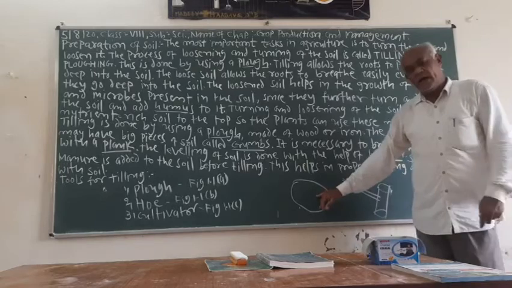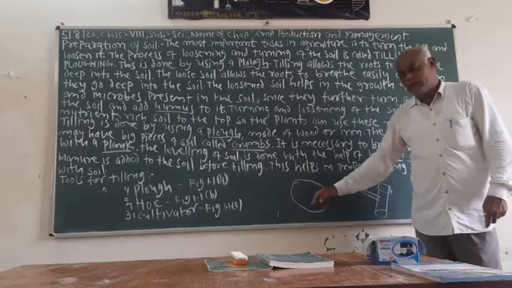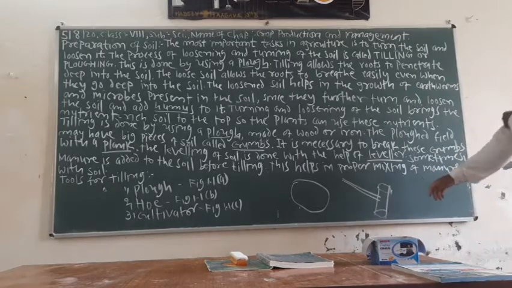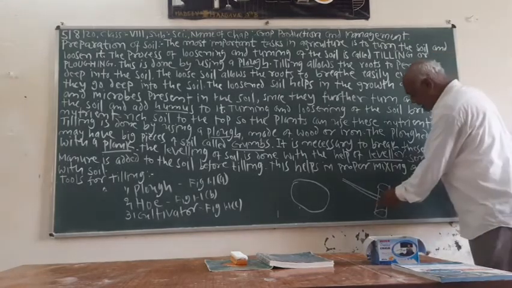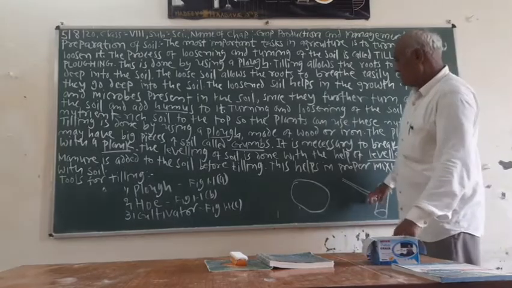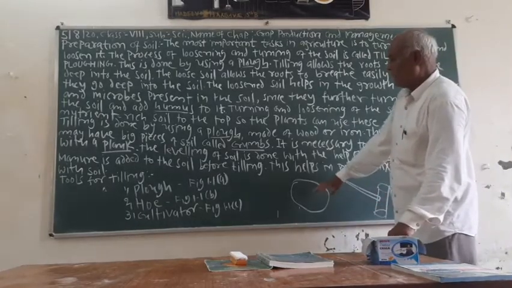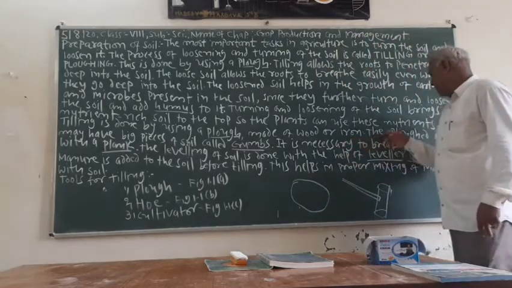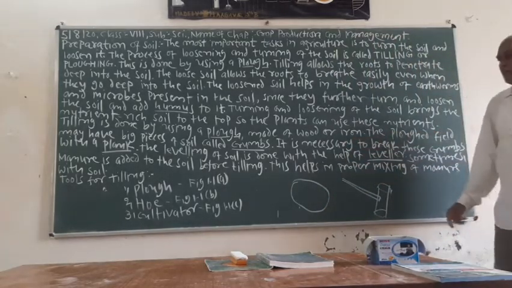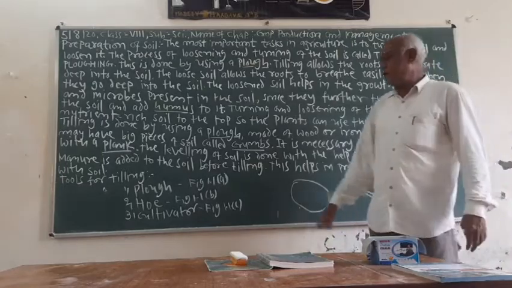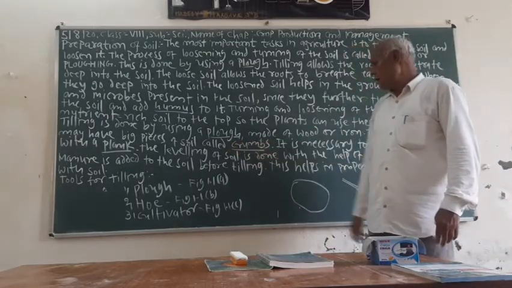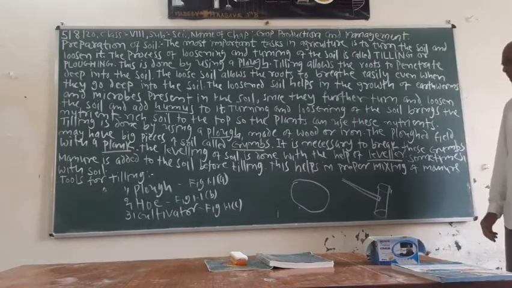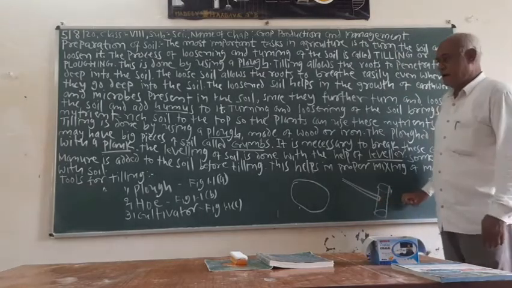It breaks, and small pieces of the crumbs are there after hitting with the plank. So the plowed field may have big pieces of soil called crumbs. It is necessary to break these crumbs with a plank.